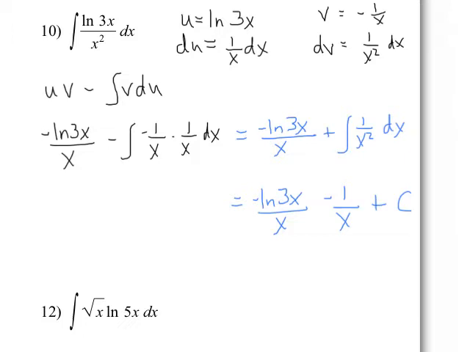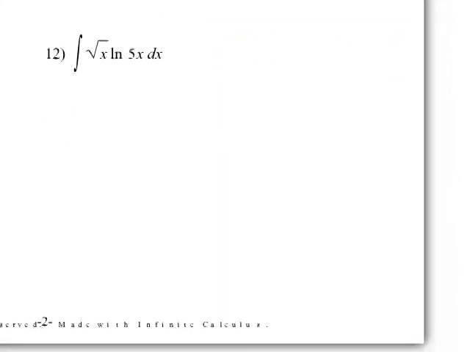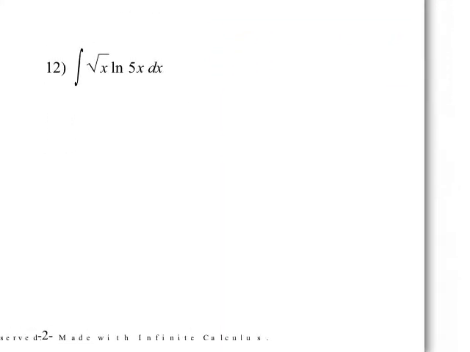Alright, so there we go. I took my u times v and subtracted my integral of v du, simplified this, found the antiderivative. If you wanted to, since they have a common denominator, you could combine this into a single fraction. Don't forget your plus c at the end. Alright, I'm going to save number 12 for in-class discussion, and I'm going to move to the next page.